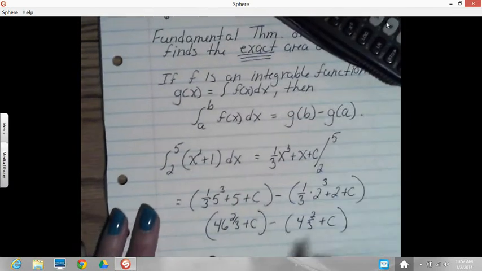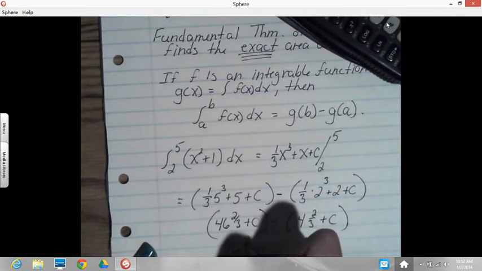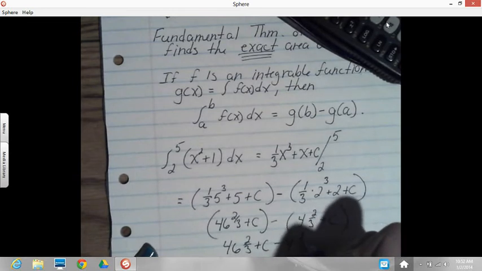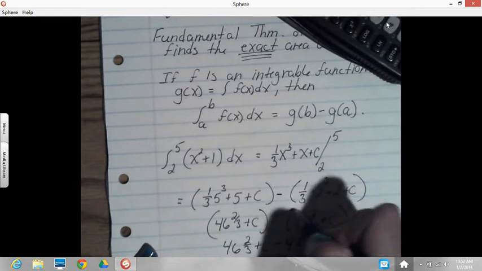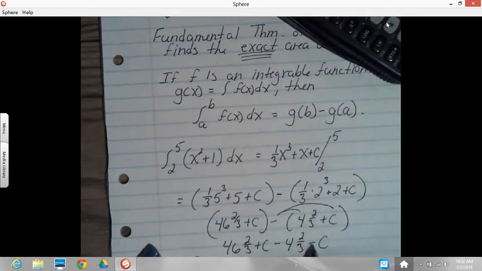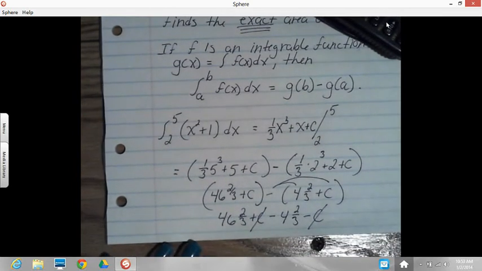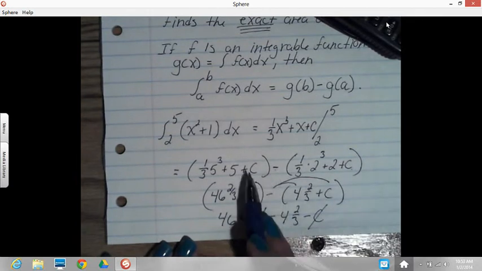So if I distribute the negative here, I've got 46 2/3 plus c minus 4 2/3 minus c. That minus gets distributed to both of them, a minus and a minus. So you can see the c's cancel each other out. And if you think about it, that's going to happen every single time, because you're going to have a plus c and a plus c, and because I'm subtracting, this c cancels that one out.